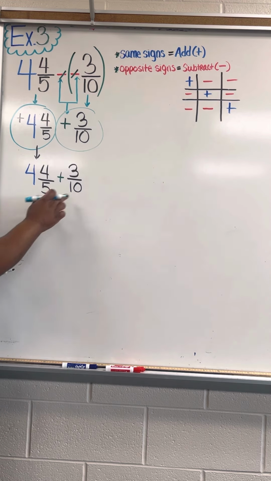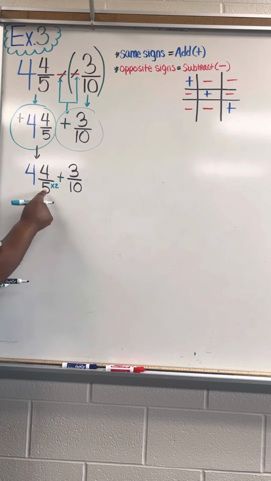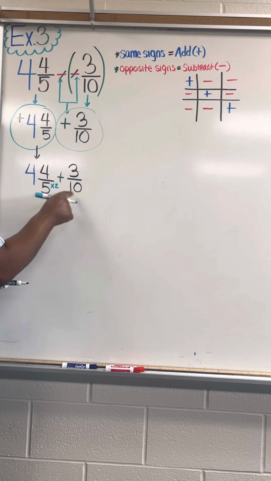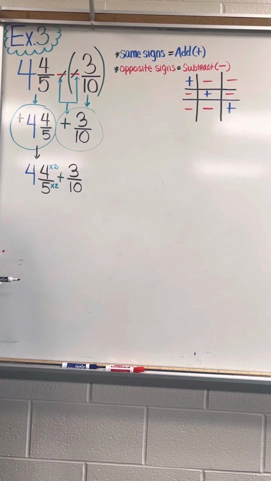Now, 5 is not 10, but I know for a fact if I multiply 5 times 2, I will get to 10. So if I'm willing to multiply 5 times 2 so it can equal 10, then I have to do that to the numerator of the fraction as well, okay? So I'm gonna do 4 times 2 and 5 times 2 so I can manipulate this fraction to where it has a denominator of 10.